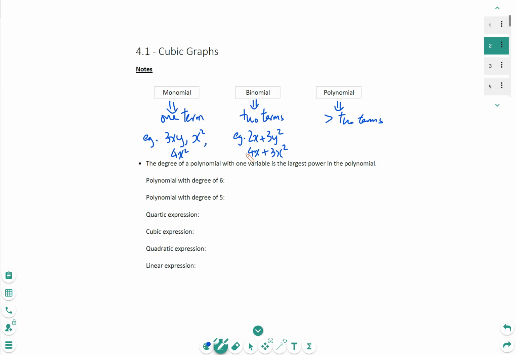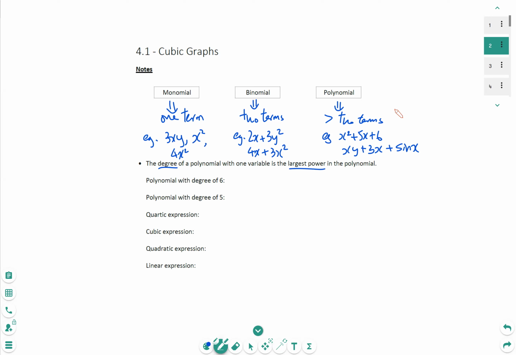So anything with more than two terms is called a polynomial. For example, x squared plus 5x plus 6, or xy plus 3x plus, let's say, sine x, just to make it a bit more interesting. These are called polynomials because there are more than two terms. The degree of a polynomial with one variable is the largest power in the polynomial.